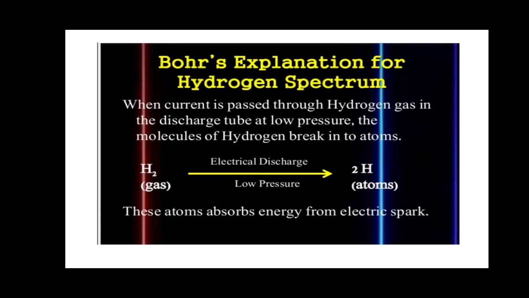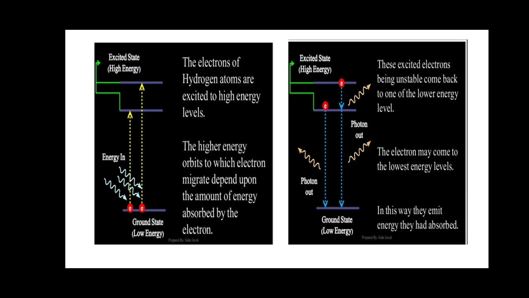This atom absorbs energy from the electric spark and gets excited. See here, this is the ground state, this is the excited state. Energy in, they get excited and go to the excited state or higher energy level. The electron of the hydrogen atom is excited to a higher energy level. The higher energy orbit to which the electron migrates depends upon the amount of energy absorbed by the electron.